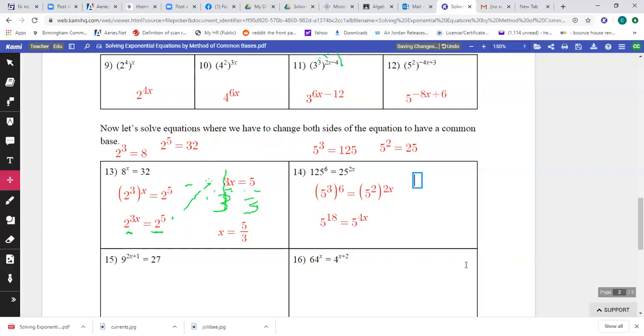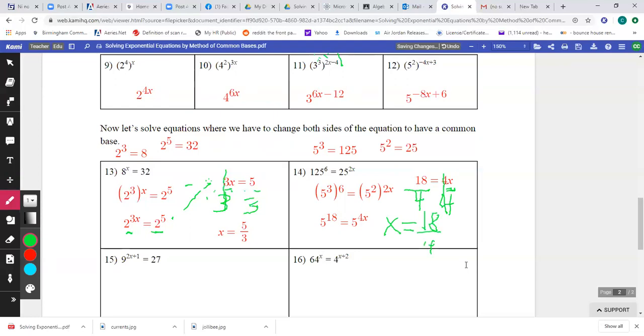So I'm going to continue it right here. 18 is equal to 4x. And then now that just becomes a simple equation to solve. I'm going to divide both sides by 4. This cancels. And so x is 18 over 4. But you could reduce this to 9 over 2.